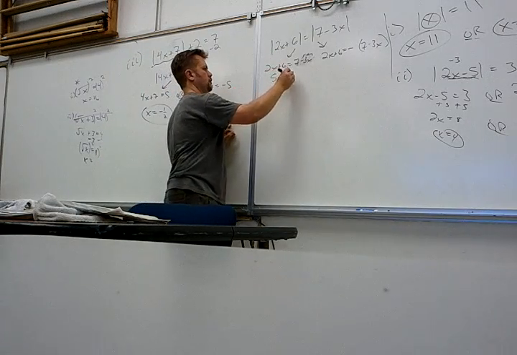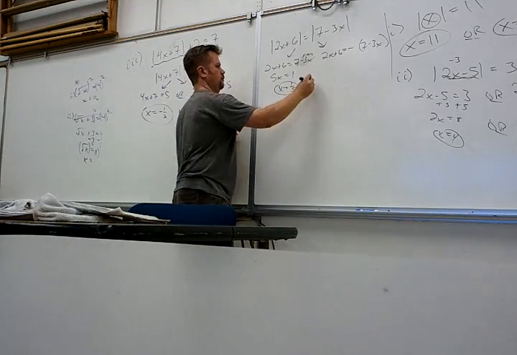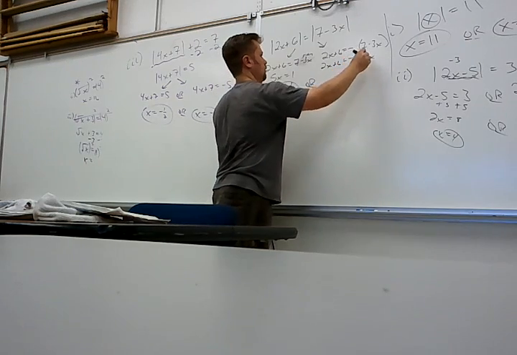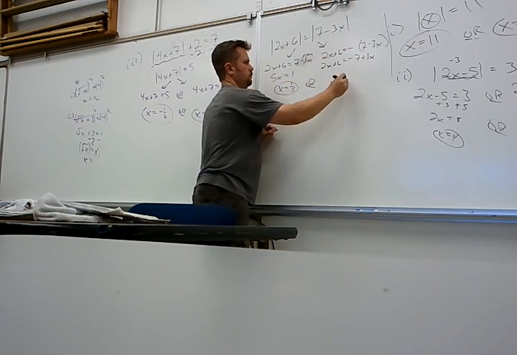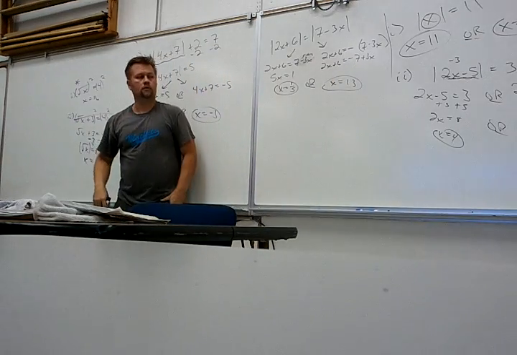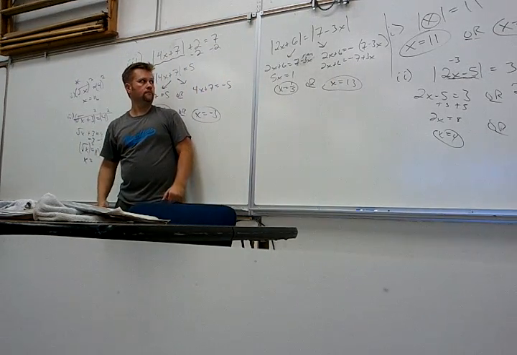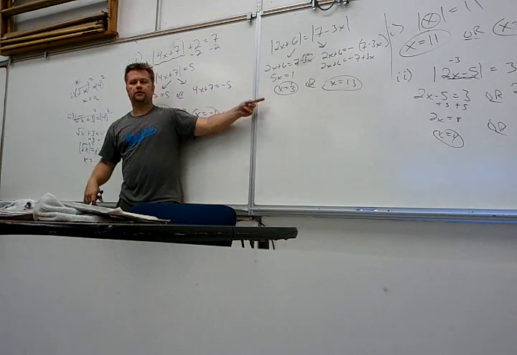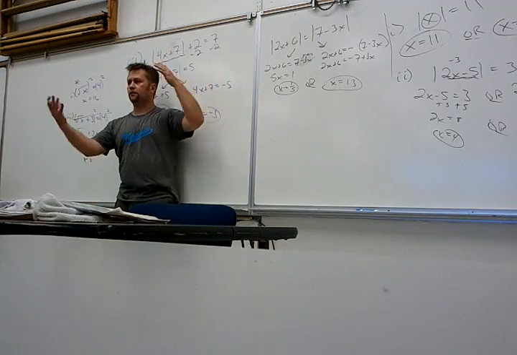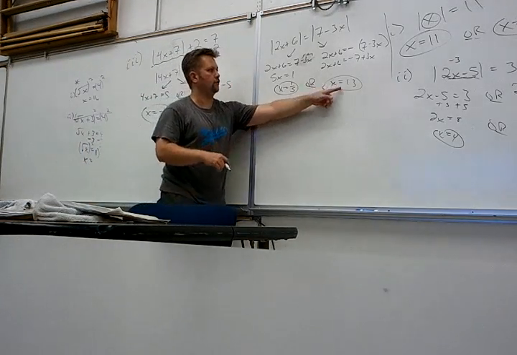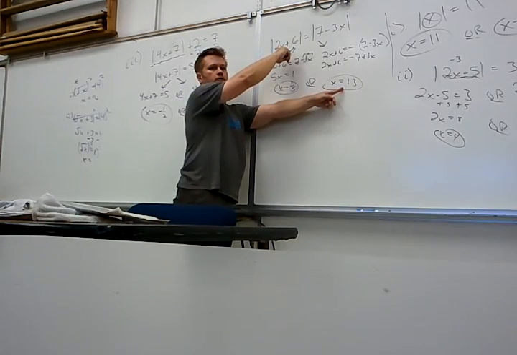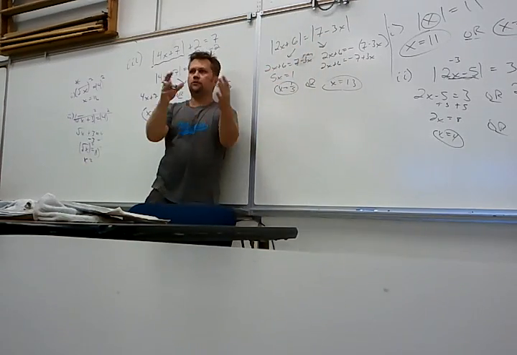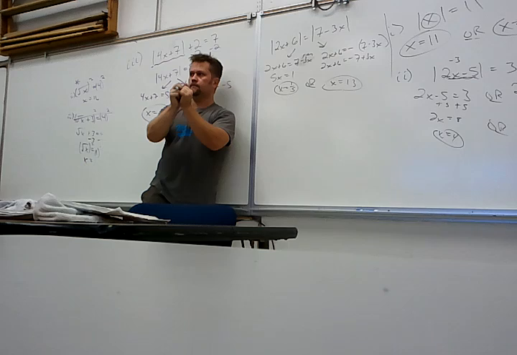So you can get 5x equals 1, so x is 1/5. Or here you get x equals 13. And you can check your answers just like anything. You plug them into the original and see if it works. So if I plug in 13, I get 32 and I get negative 32. The absolute values of those make it 32 equals 32, check. Cool.